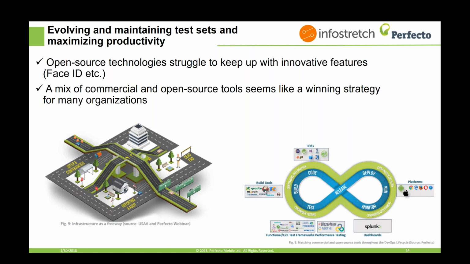In addition, what we are seeing, and it relates back to the previous point on open source, is that teams are moving towards a mix of tools, commercial and open source, in order to evolve their entire strategy. What you see on the left-hand screen is a visual taken from our recent ebook, and it was provided to us by USAA. The test architect at USAA, Brian Osterkamp, came up with this approach, which I like a lot, and he refers to it as infrastructure as a freeway.